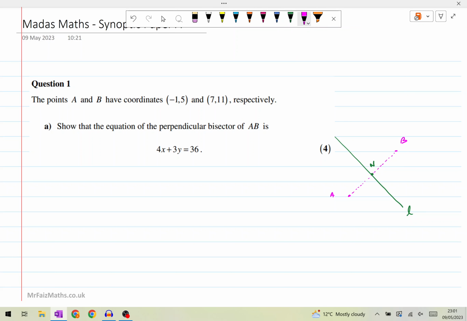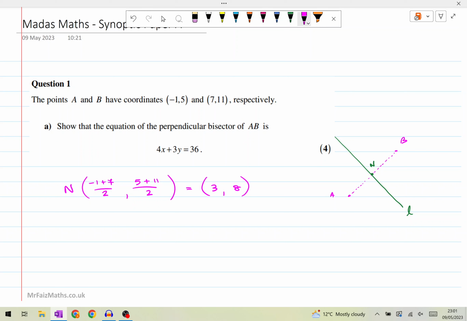So I'll just say coordinates of N is going to be, so to find the midpoint, you add the x coordinates, divide by 2, and then add the y coordinates and divide by 2. So this is going to be -1 add 7 divided by 2, and then 5 add 11 divided by 2 for the y coordinates. If we simplify this, this gives us 3, 8. Okay, so we have the midpoint, we know the coordinates of N.